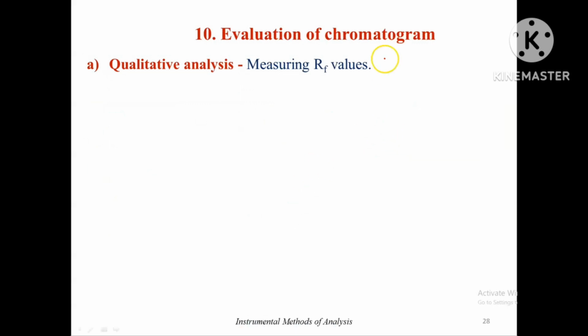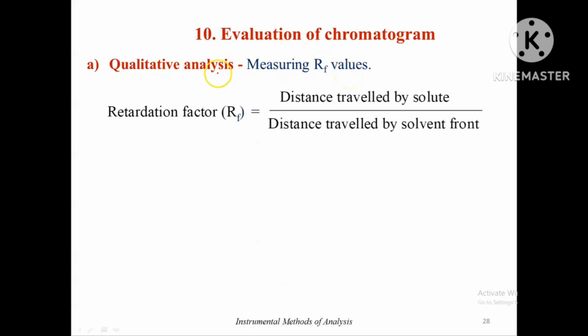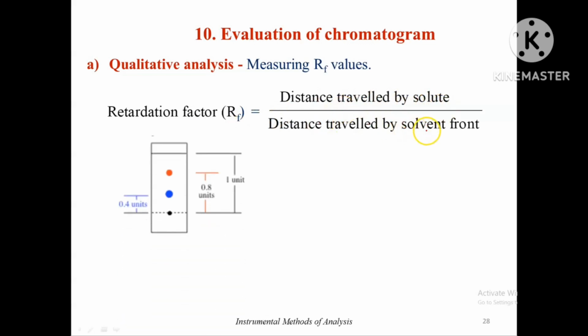And the next stage is evaluation of the chromatogram. After development, drying and visualization of the chromatogram, they should be evaluated by qualitative and quantitative means. Qualitatively, the developed chromatograms can be evaluated by measuring the RF values. RF is the retardation factor, which is the ratio of the distance travelled by the solute to the distance travelled by the solvent front. In this example, a mixture was separated into two components, a blue colored product and a red colored product. The blue colored product has travelled a distance of 0.4 units, while the red colored product travelled a distance of 0.8 units. The distance travelled by the solvent front is 1 unit.